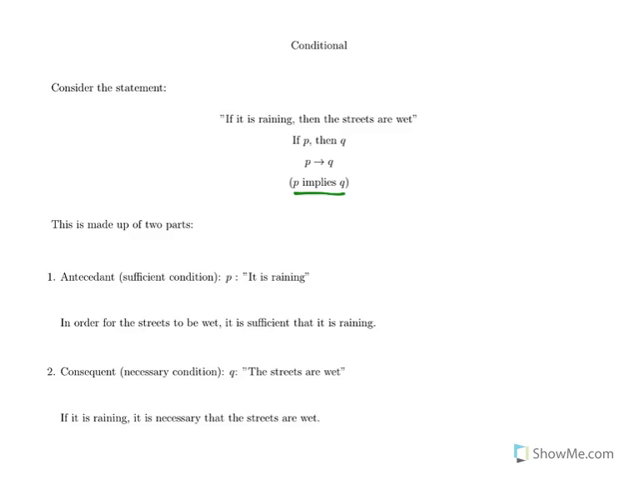So it is not guaranteed that just because the streets are wet, that it is raining. You know, there's cases where you could have a sprinkler going off or something, and the street is wet because of that.